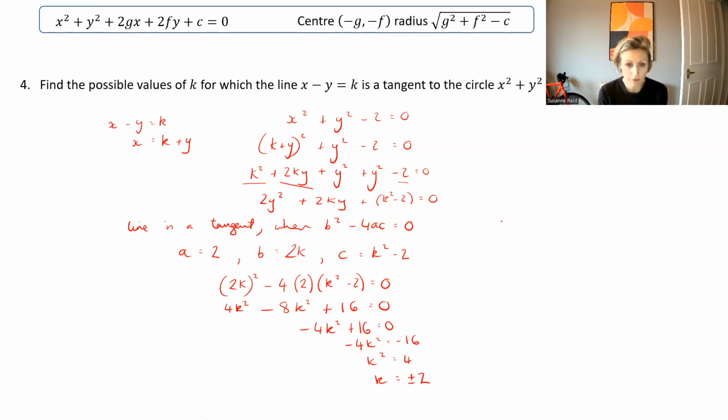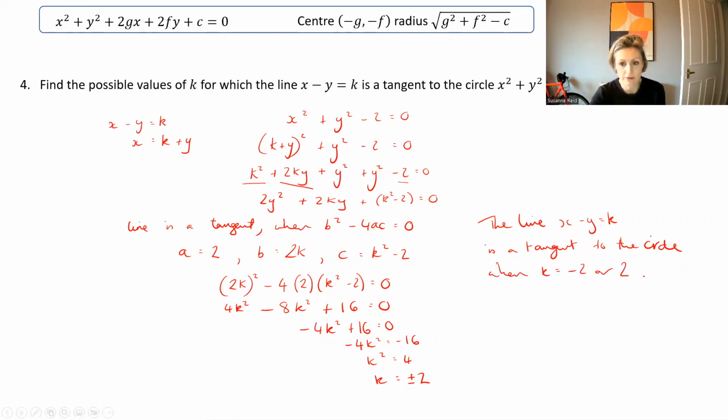So then to finish that off with a wee summary, we would say that the line x minus y equals k is a tangent to the circle when k equals negative 2 or 2. And that's our summary answer.